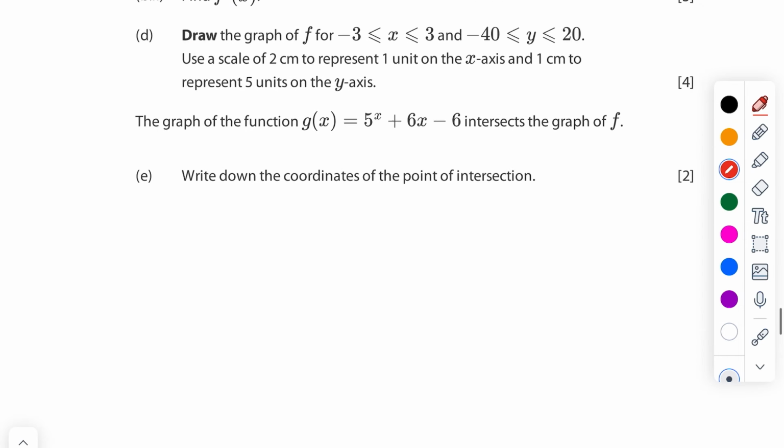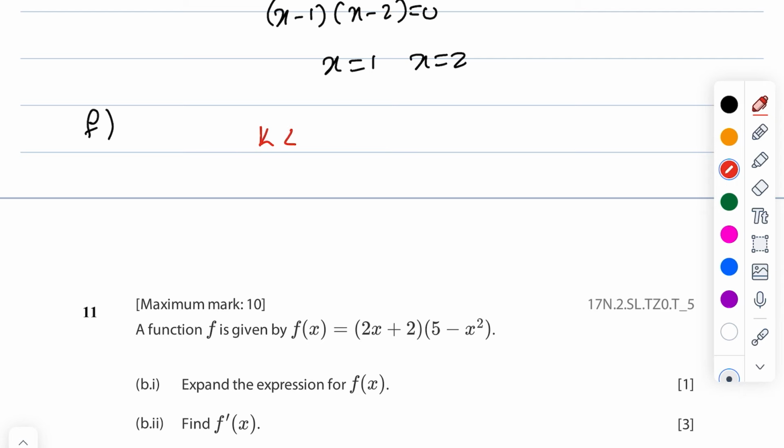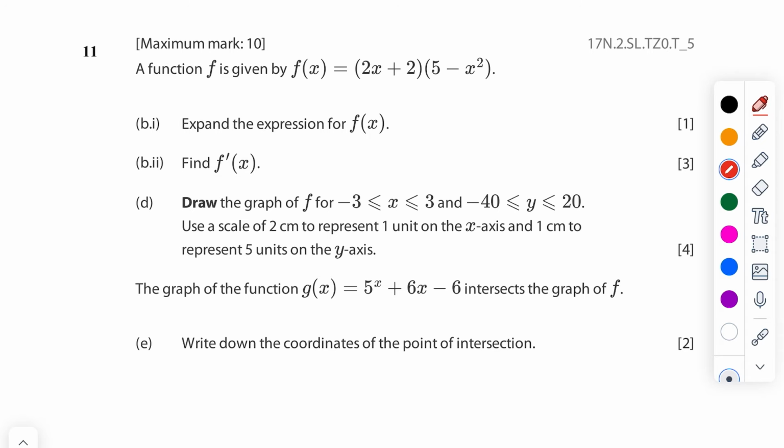6 and 7, so k lies between 6 and 7. From the graphing calculator you can see that the value of k is between 6 and 7.